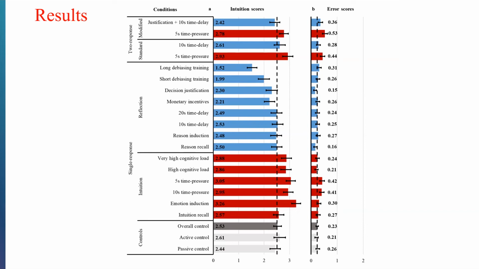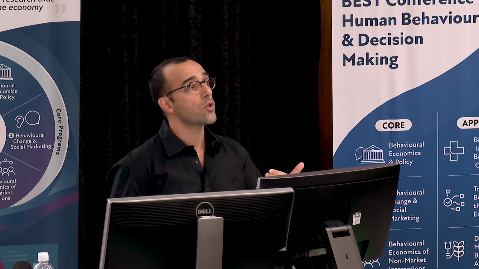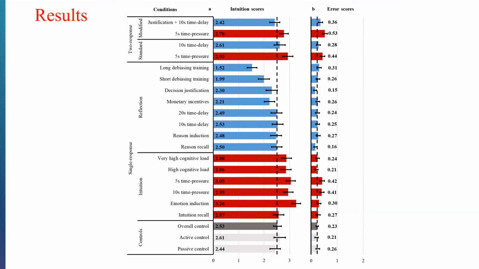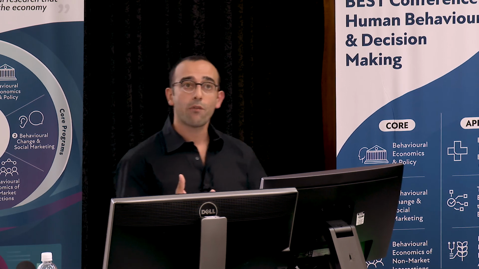When you look at the panel on the right that looks at the error scores, the interesting thing there was that the time pressure manipulation, which is the most commonly used manipulation for increasing intuition, actually also increased error scores as well. Those answers were non-intuitive but still incorrect. That basically means that time pressure increases noise in the data, and that's a disadvantage to that manipulation. Looking at the reflection manipulations, an interesting finding was that decision justification actually lowered error scores. So asking people to justify their decisions decreases noise in the data, and that's an advantage to that method.